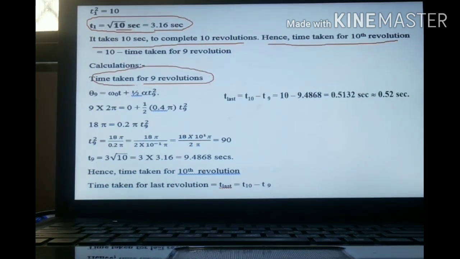For this we will be taking theta 9. Theta 9 means it is completing 9 revolutions. For one revolution it is 2 pi, for 9 revolutions it will be 2 pi into 9. So we are substituting 2 pi into 9. Omega 0 is 0, so we are substituting it as 0 only. Half alpha is substituted with 0.4 pi. T9 square we want to find out, so we will be keeping it as it is.